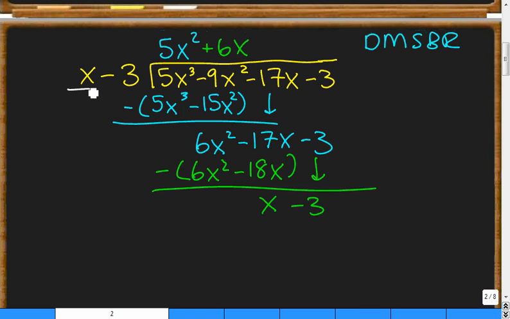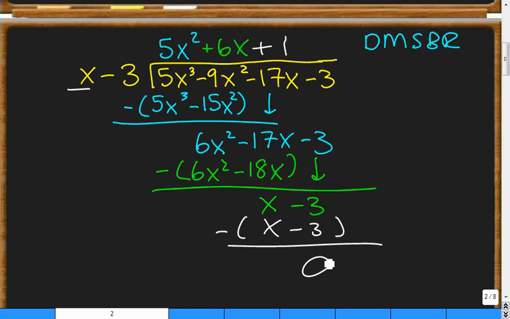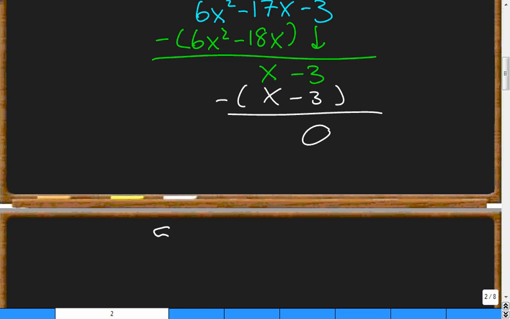Well, x times what makes x? That is a positive 1. And you'll notice that when we go forward and we put this down, this will be x minus 3. We end up with a remainder of 0, which is what the remainder theorem told us we were going to get. So exciting how that all works. So now we have a new divisor here, which is 5x squared plus 6x plus 1.